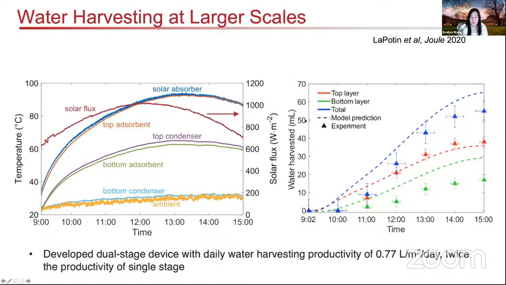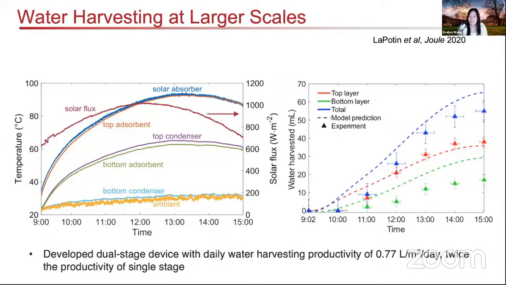However, when we look at the water harvested as a function of time, in fact, you can see that the results from a dual stage device are pretty promising. In fact, what you see here, the total is highlighted in blue, and the amount of water extracted from the top layer is in red, and the amount extracted from the bottom layer is that in green. And you can see that, in fact, we've been able to extract almost 0.8 liters per meter squared per day. That's about twice the productivity of a single stage.